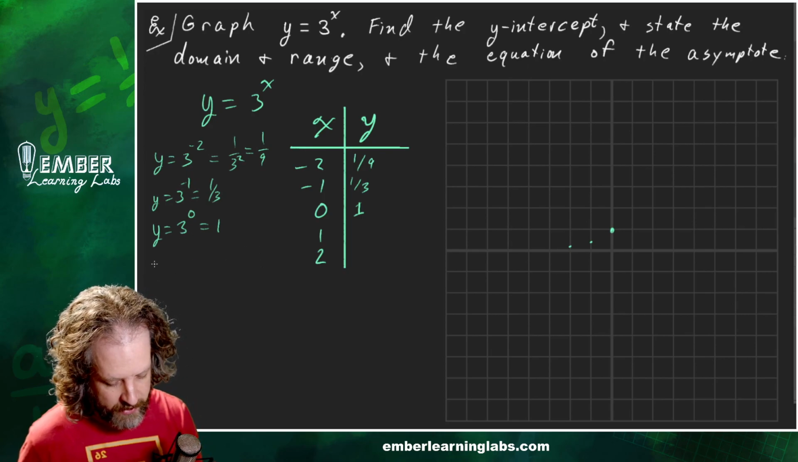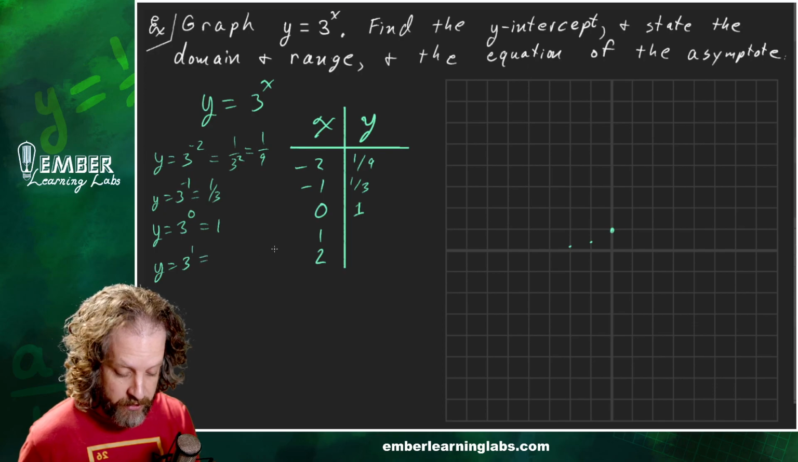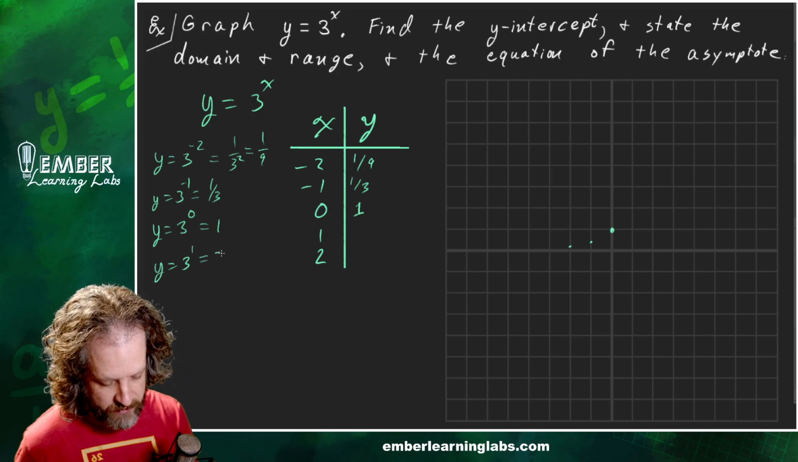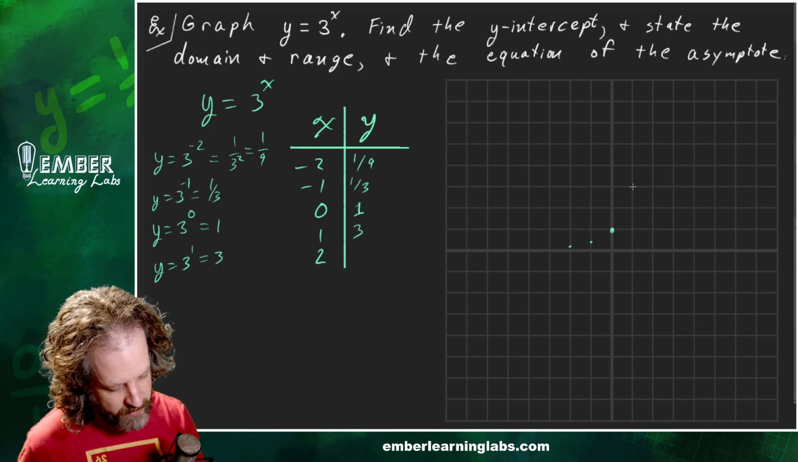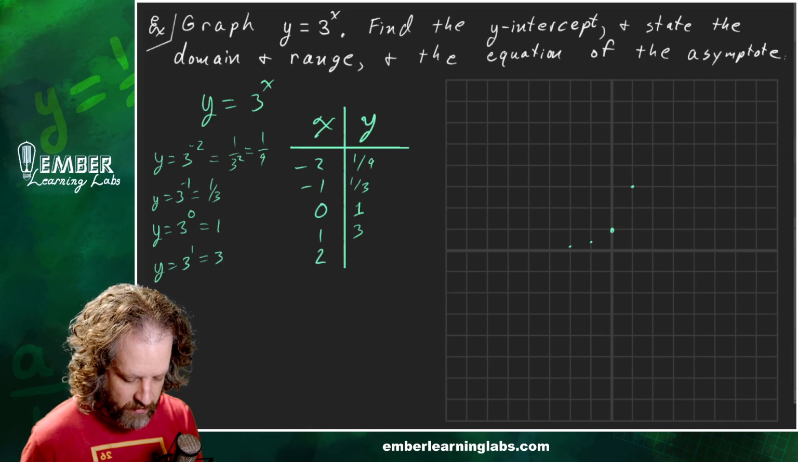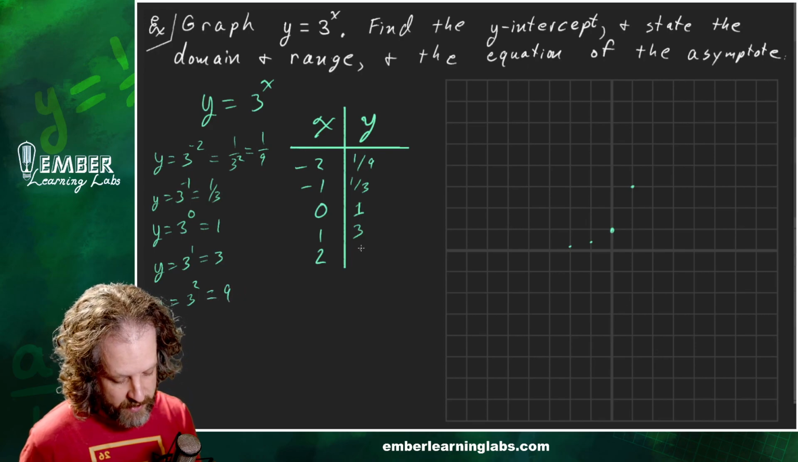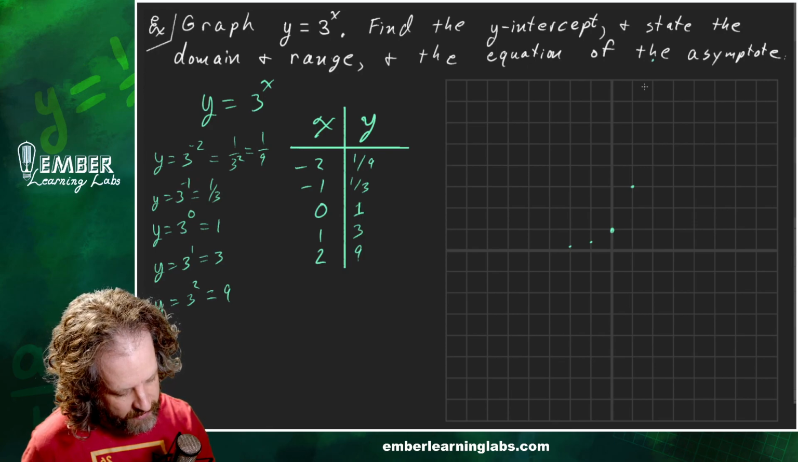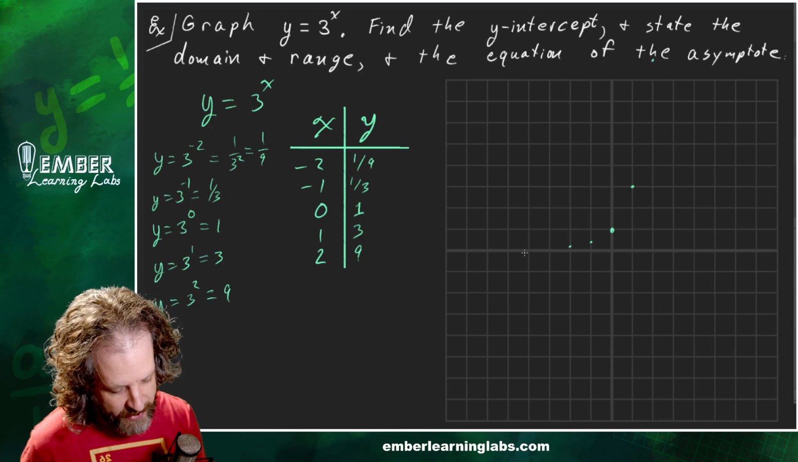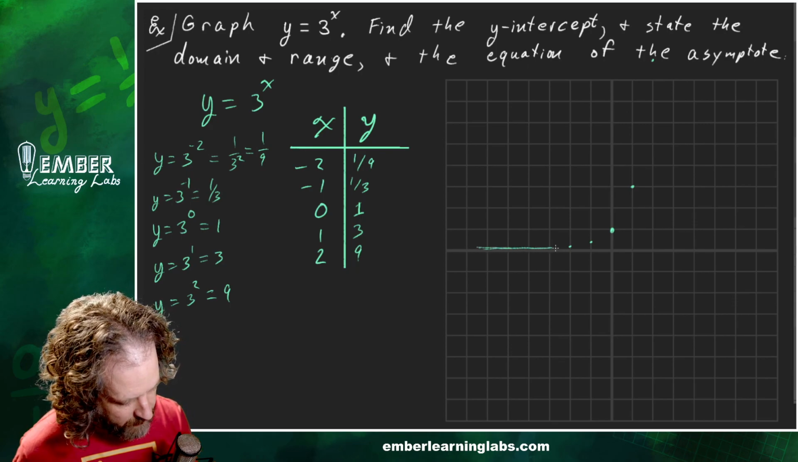So we're going to put a 1 in there. y equals 3 to the first. Well, 3 to the first is easy peasy. That's 3. I can go ahead and put that on there. Then I'm going to substitute a 2 in there. 3 squared. 3 times 3 is 9, so 3 squared is 9. That's the 2 and the 9, which is actually up here. Since we have the parent, that's enough information to be getting on with.